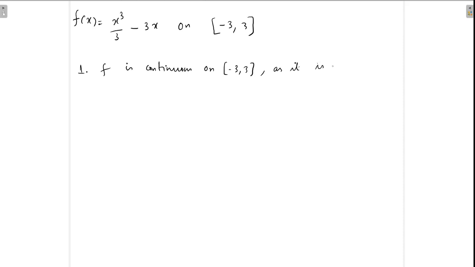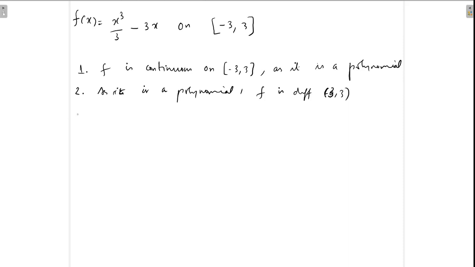Every polynomial is continuous and differentiable. Now you verify its differentiability: as it is a polynomial, f is differentiable in the interior of the given interval, that means the open interval (−3, 3).